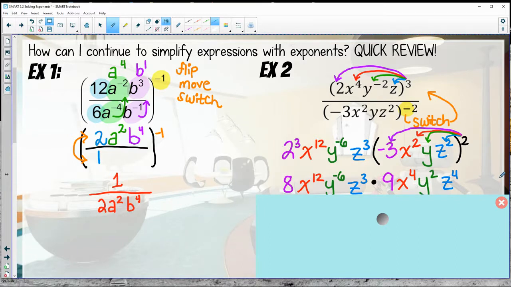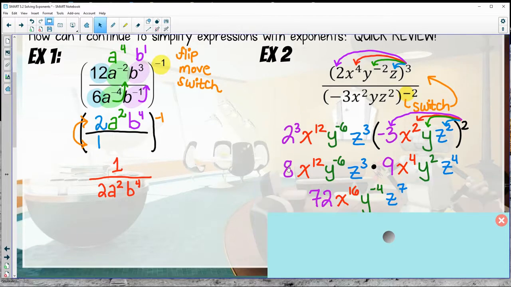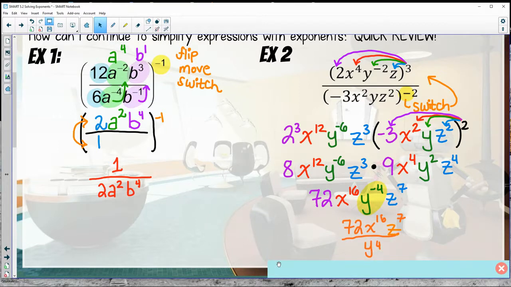Then it's just a matter of combining and multiplying. So here I've got 8 times 9 is 72. 12 plus 4, x to the 16. -6 plus 2 is y to the -4. And then you have z to the 3rd times z to the 4th is z to the 7th. Just be sure for that final answer, any negative exponents, you switch and move them to the bottom. So 72, x to the 16th, z to the 7th is still on the top, but y to the 4th has switched and moved to the bottom for a final answer in orange.